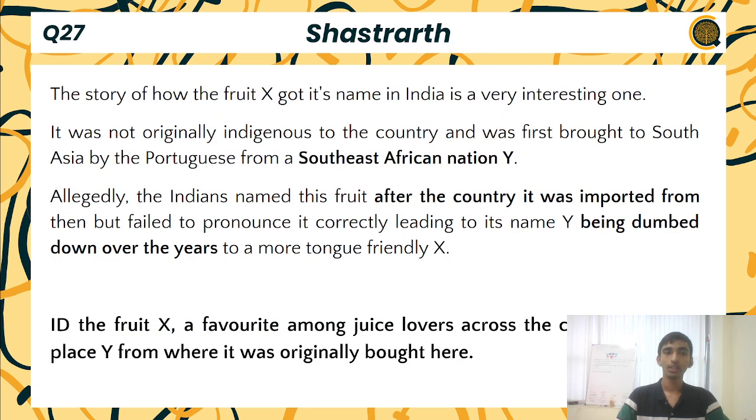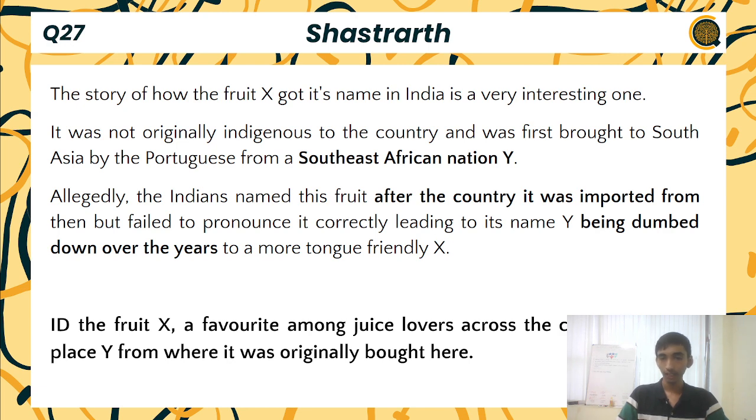Question number 27. So the story of how the fruit X got its name in India is a very interesting one. So this fruit is not originally indigenous to India and was first brought to South Asia by the Portuguese from a Southeast African nation. Right. So the Indians named this fruit after the country it was imported from, but then they failed to pronounce it correctly, right? So it led to its name being dumbed down over the years to a more tongue-friendly X.